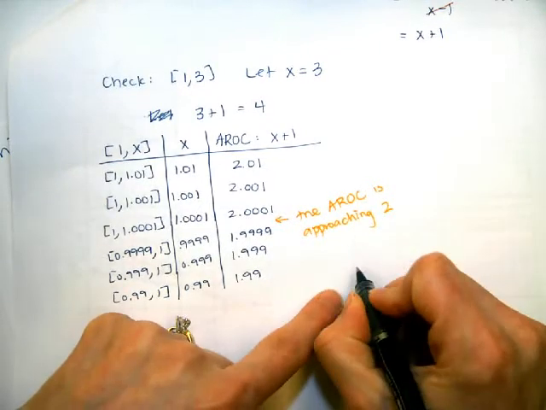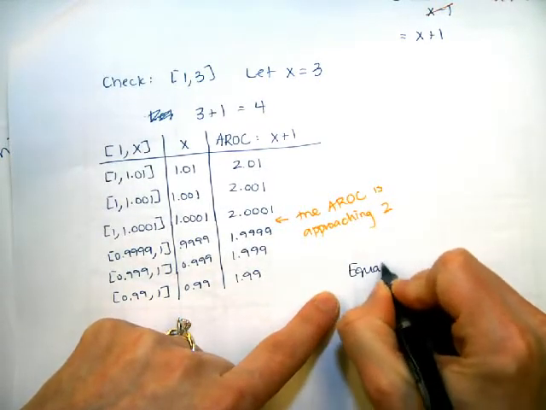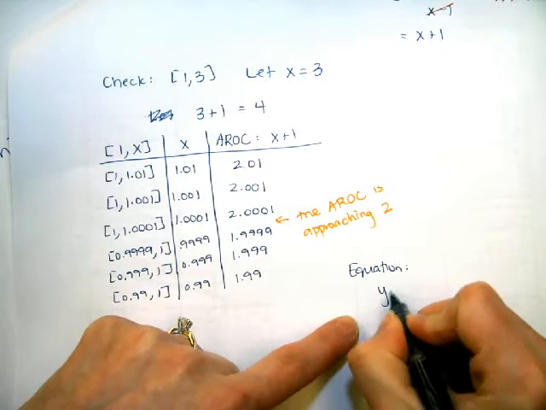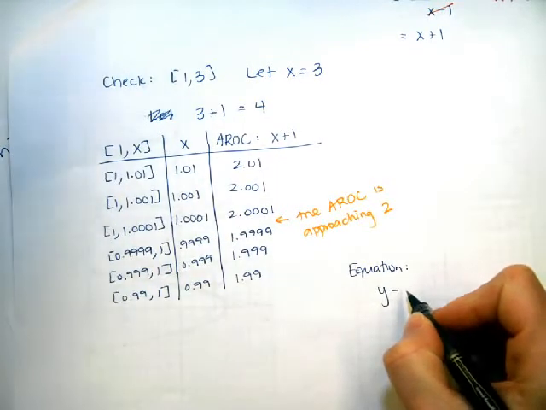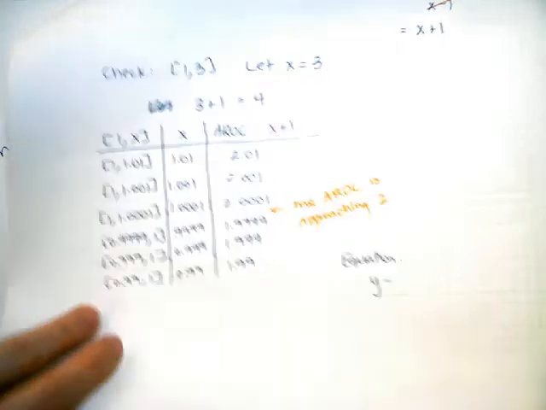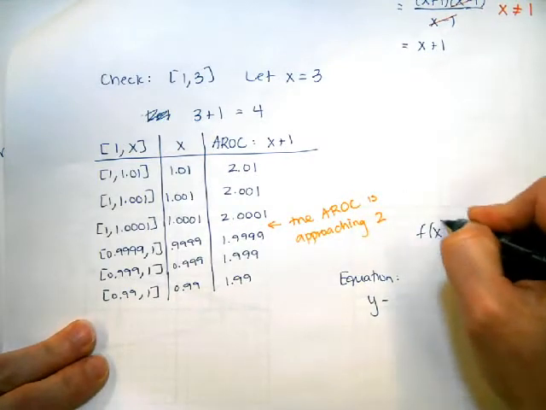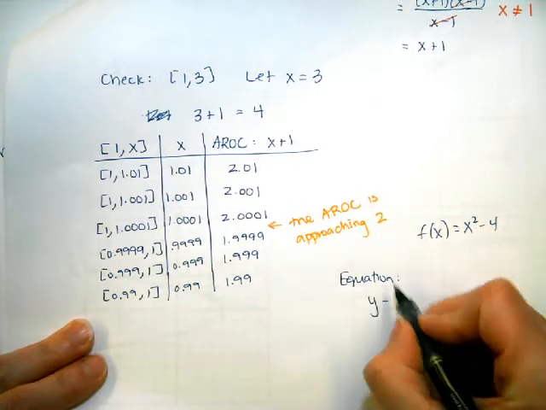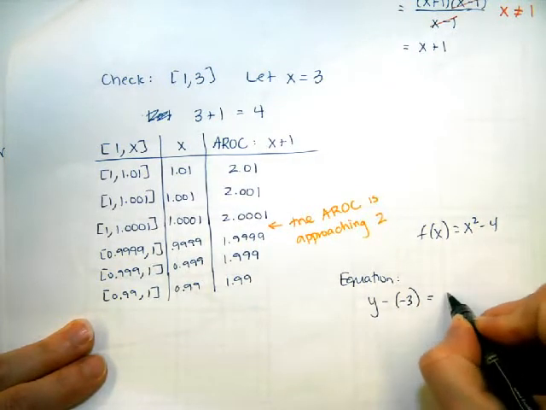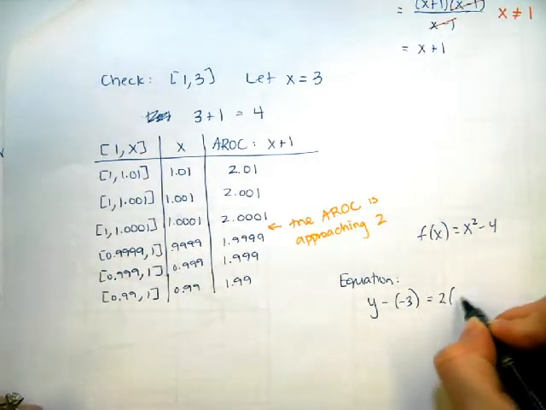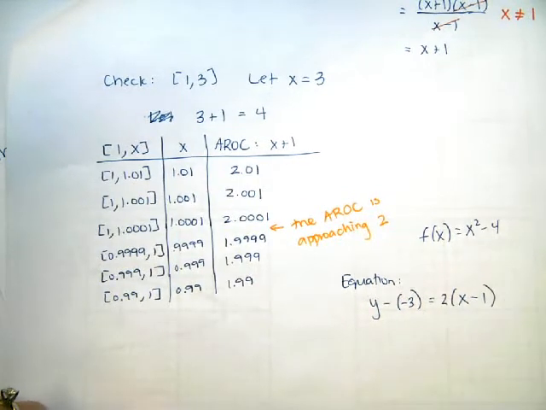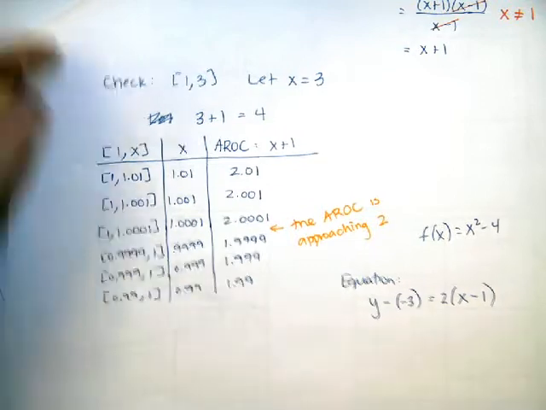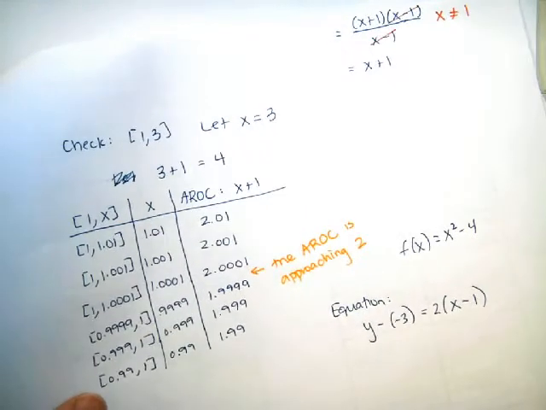So let me add to this that the equation of the tangent line is going to be y minus the y coordinate. Let's see, what was the y coordinate at 1? f of x was x squared minus 4. So f of 1 was negative 3. So y minus negative 3 equals the slope, which we saw was approaching 2, times x minus the x coordinate, which is 1. So you can even just leave it like that if you want to. All right. Feeling okay about that?